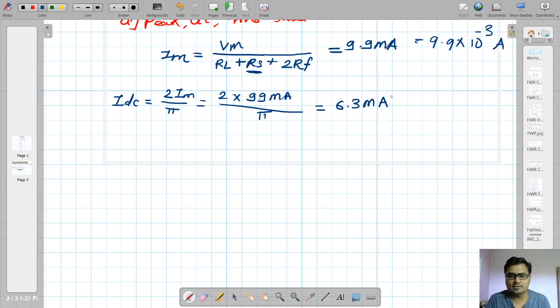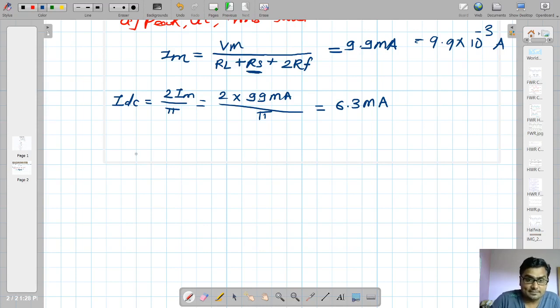You don't wait for my answer, you take your calculator, calculate on your own. You will get 6.312 milliamperes, maybe 6.29 milliamperes. I am writing approximate 6.3 milliamperes. So whatever I am writing is an approximate value. You write your own correct value, whatever you have calculated with the help of your calculator. This is IDC. I think we are done.